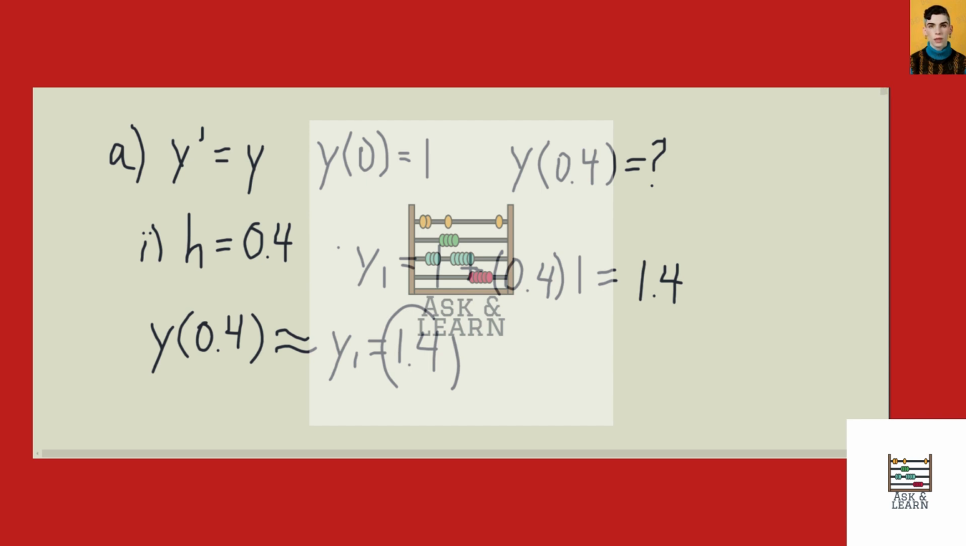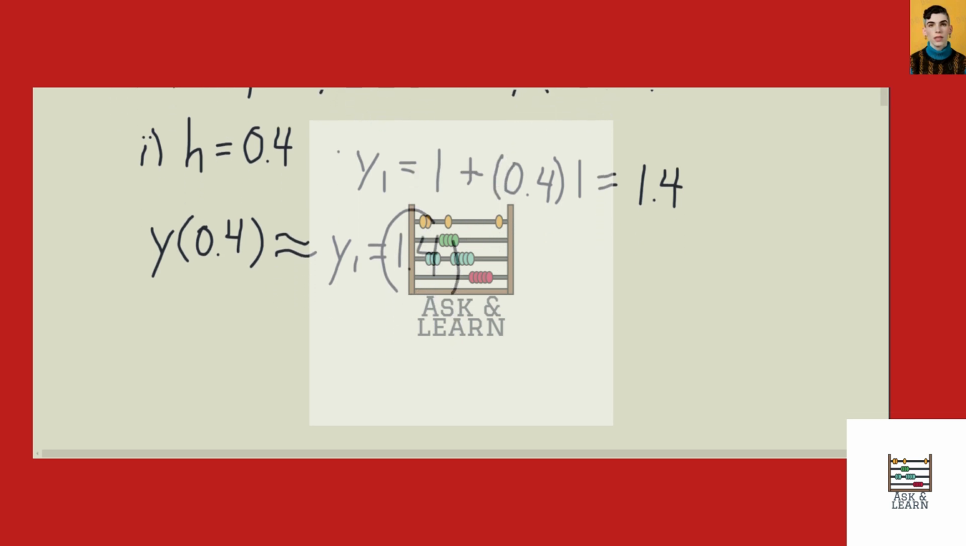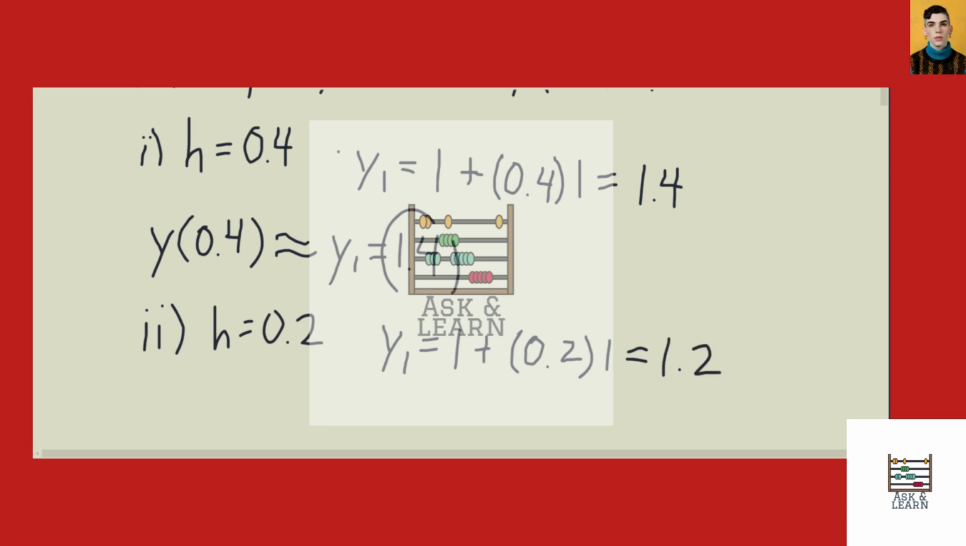In part 2, you're asked to approximate this value using a step size h of length 0.2. And we see that again, y1 is going to be equal to y0, or 1, plus the step size, 0.2, times our function y evaluated at the point 0, 1, which is just 1. This is equal to 1.2.